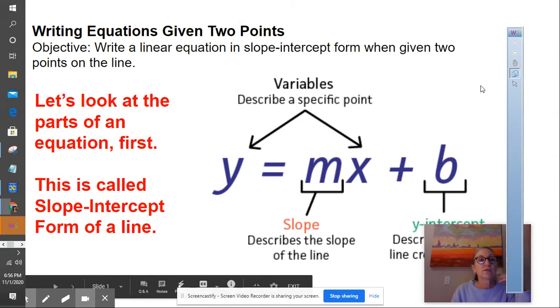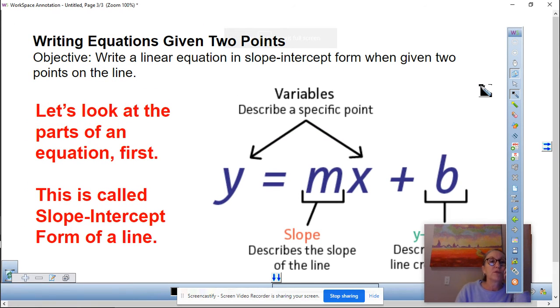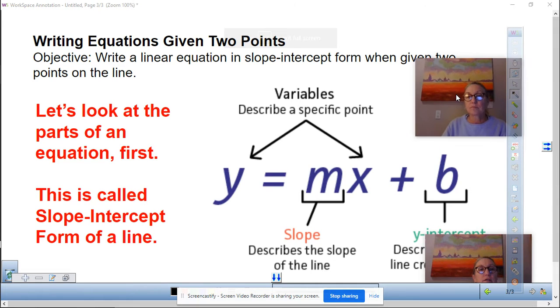All right. So today we are going to be writing equations when given 2 points. The objective, of course, is to write a linear equation in slope-intercept form when given 2 points that are on the line. Let's talk about what slope-intercept form is. This y equals mx plus b is the formula, so to speak, of the slope-intercept form of a line.